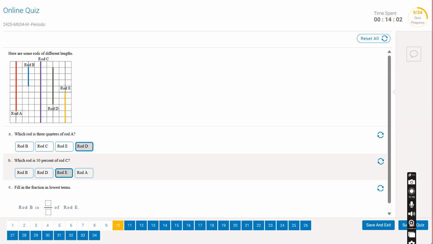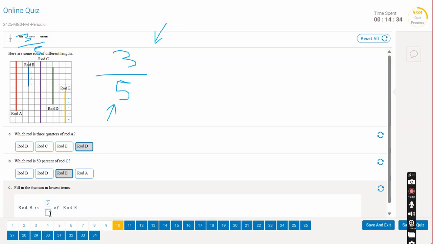Then rod B is dash of rod E, right? What is the fraction? Rod B is how many? 1, 2, 3. 3 over what is the total of rod E? 1, 2, 3, 4, 5. So the answer is 3 over 5. So rod B is 3 units over the total. What is the total that we're comparing it with? Rod E. So that will be 5, 3 over 5. Right? So rod E is 5. That's what we're comparing it with. So we'll write the total at the bottom. And what actually is rod B? It's 3 blocks. So we'll write it at the top. So 3 over 5.